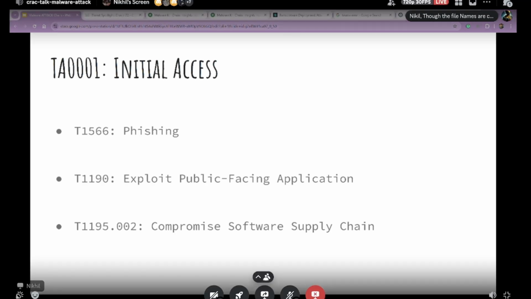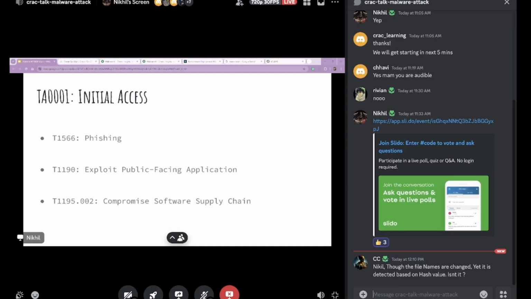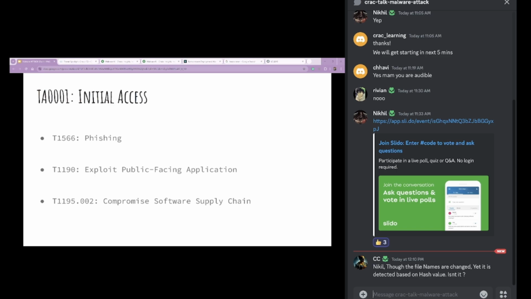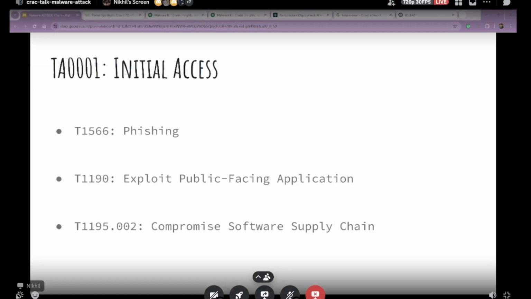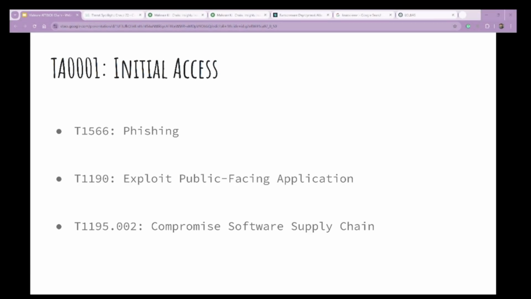Within this particular tactic, initial access, there are three techniques that we're going to look at. We're going to be looking at phishing, exploiting public-facing applications, and then compromising the software supply chain. Basically, we look at malware which has implemented these techniques or which was used to achieve these techniques.